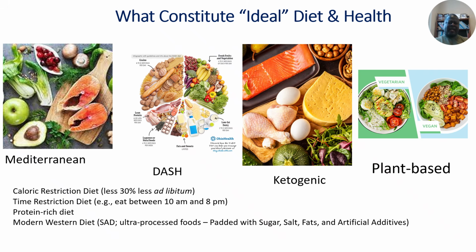Our current dietary patterns are ancient diets that have been revised or whose health benefits are now being recognized. The well-established dietary patterns are as follows: Mediterranean diet, vegetarian or plant-based diet, ketogenic diet, diet high in protein, the DASH diet, or so-called dietary approaches to stop hypertension, caloric restriction diet, fasting diet, as well as the modern Western diet that is rich in ultra-processed foods, padded with sugars, salt, fats, and artificial additives. The ideal diet is that which minimizes ultra-processed foods and pathogenic dietary components and maximizes protective dietary components, including organic fruits and vegetables, fiber, and phytochemical antioxidants.